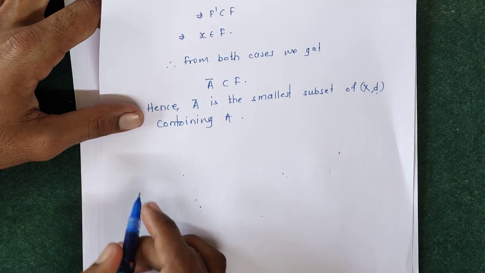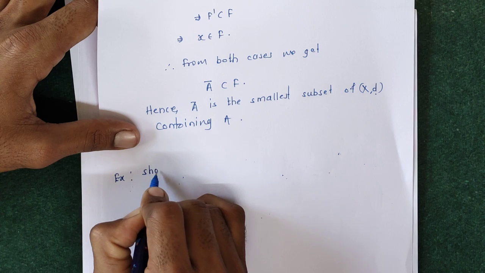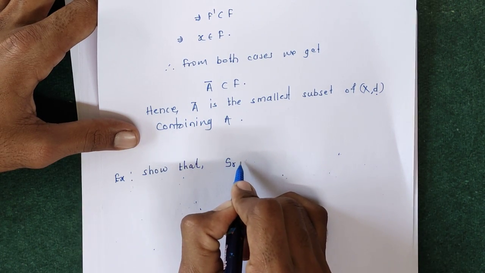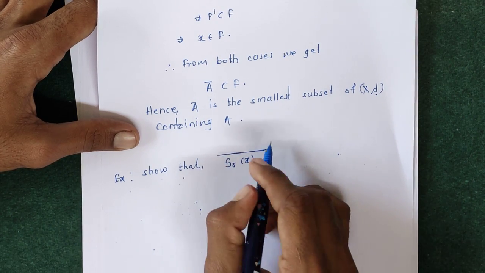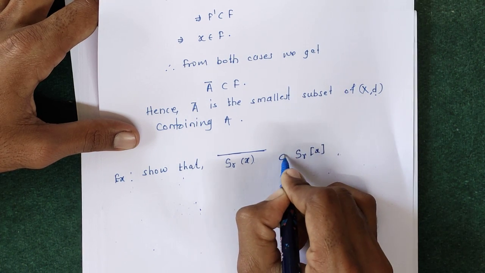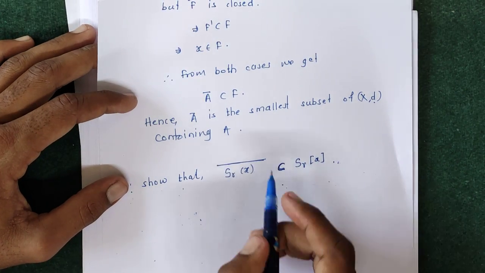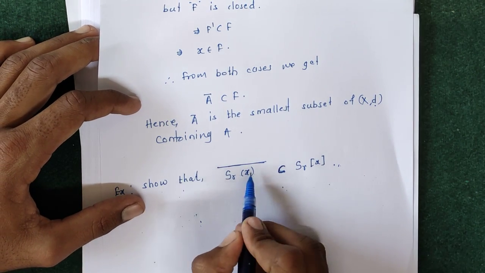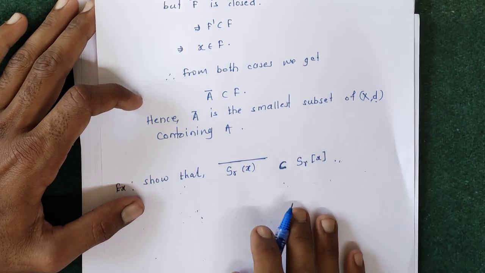Now, the next example: show that the closure of the open sphere S_r(x) is contained in the closed sphere S_r[x]. This is again for your homework. You have to prove this is a subset of this. For that, you can take one element of this set and prove that the element is in the other set. This is for your homework.